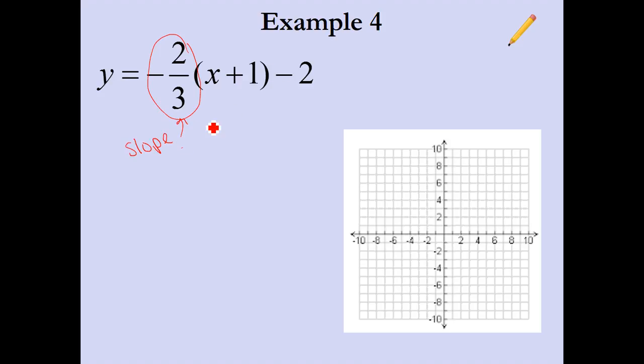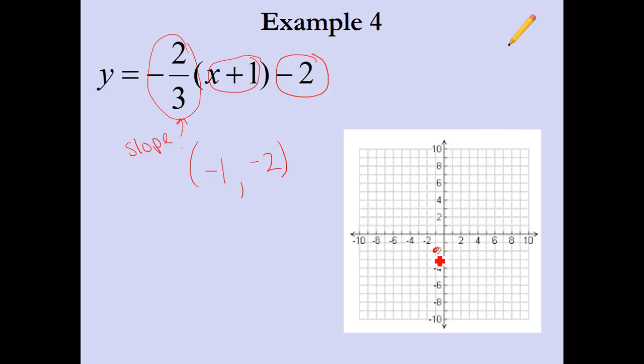from my equation. Notice in the parentheses, what do I see? I see x plus 1. So I'm going to place the x part to be -1, and then the y part of my point is going to stay -2. So (-1, -2), over -1, down -2. This is the first point that I'm going to graph.